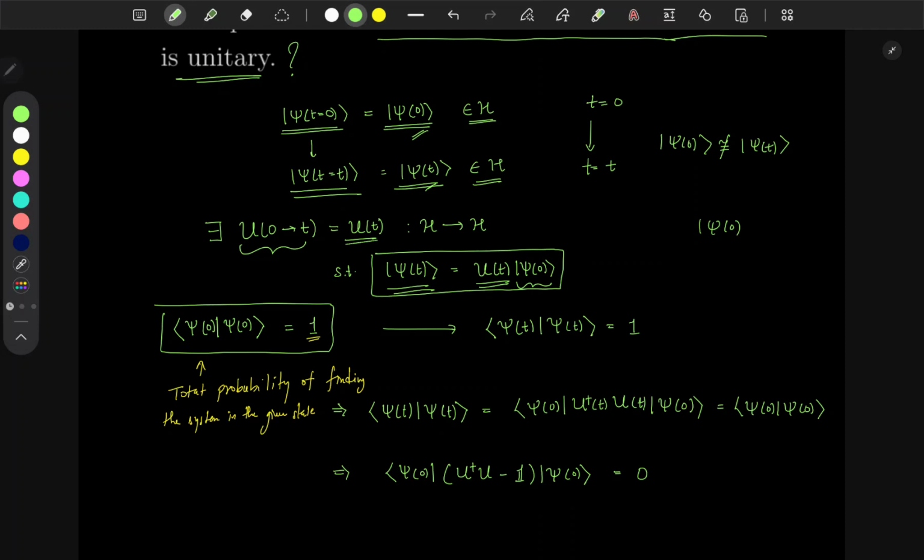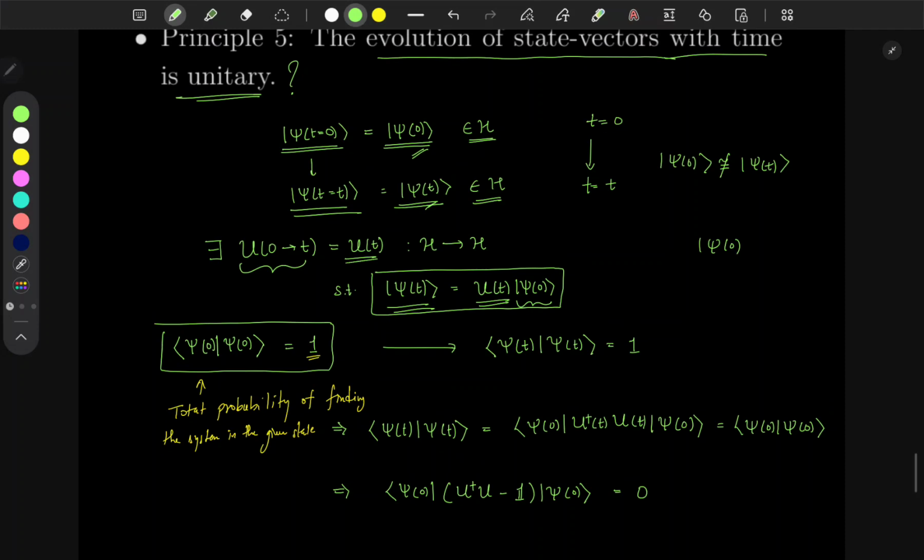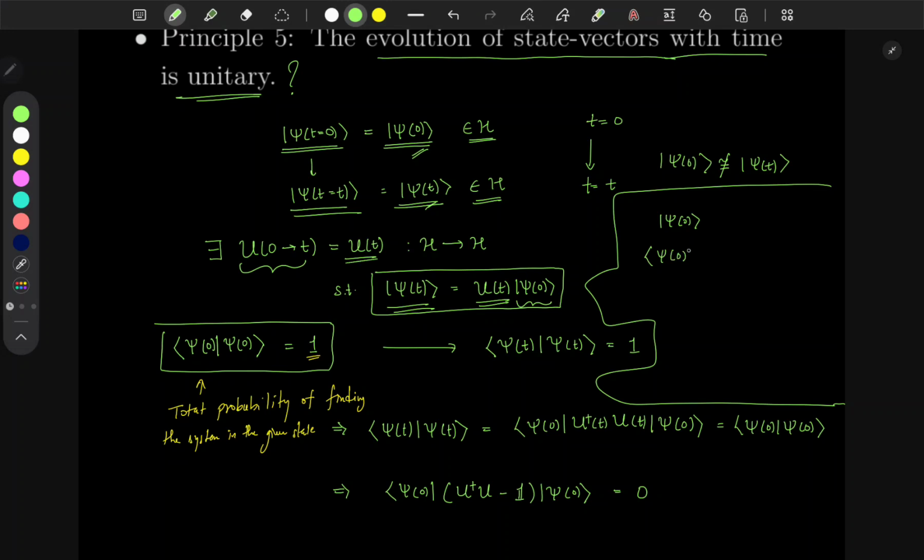Okay, since I've already written it, it's a little more difficult to make space for the other stuff, but let me try. You're given psi 0 and you want to know what is the state of being in psi 0. It is just like asking that given psi 0, what is the probability of being in psi 0?